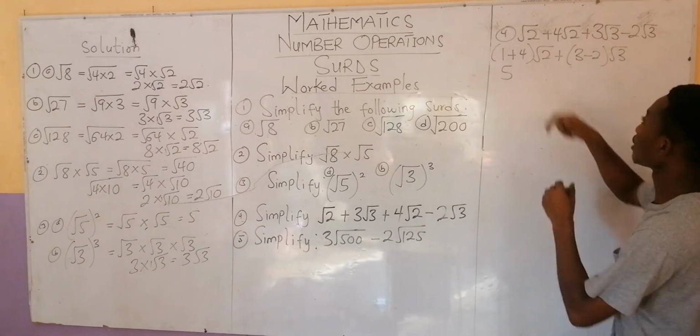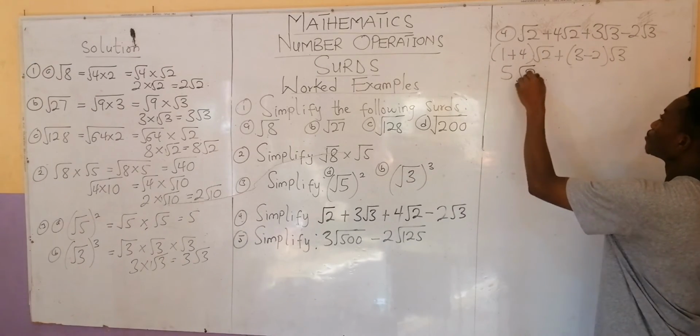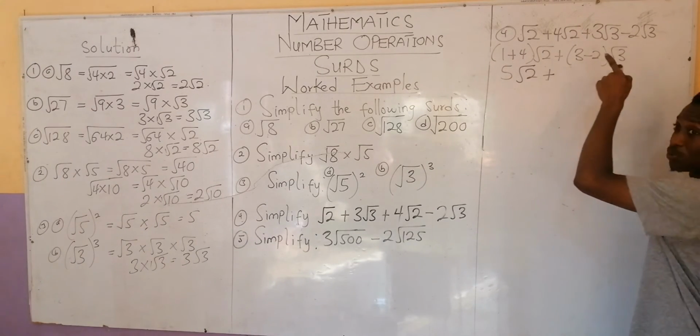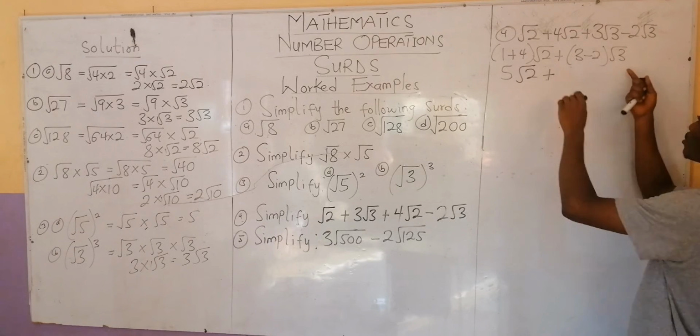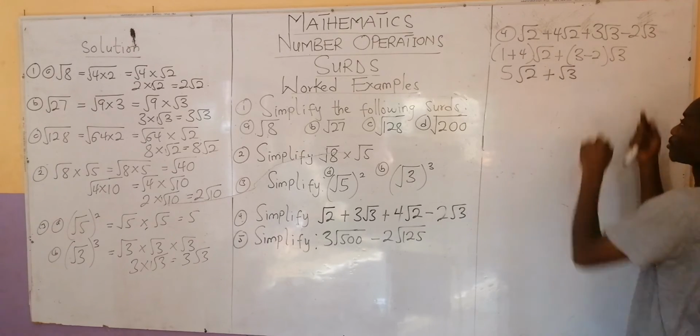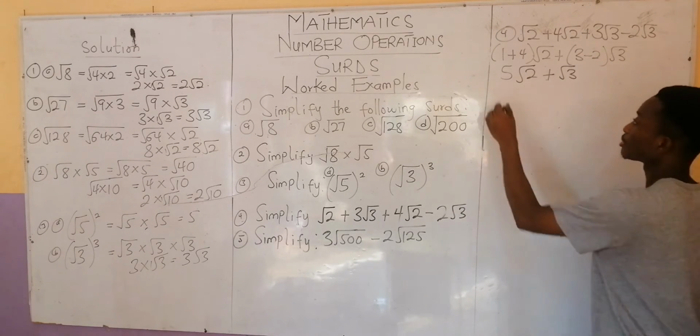So 1 plus 4 will give you 5. I'll pick one of the roots, 2. 3 minus 2 is 1. But here we don't write the 1. So I just write my roots. Okay. Last one.